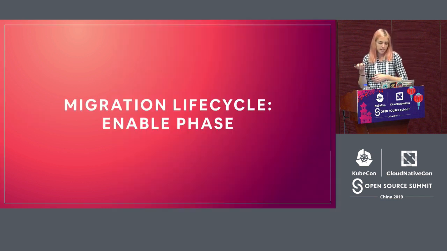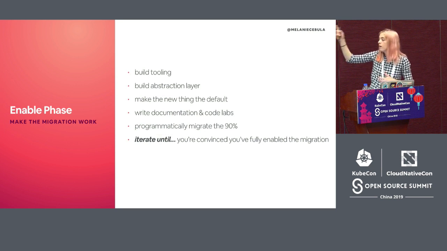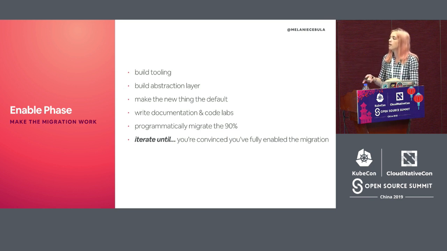So we did that. And then an enable phase is basically building that abstraction layer and writing the documentation and code labs and then programmatically migrating everything. So once you really think the migration's ready to go, you have all of this tooling. This is the phase where you really want to spend your time building good documentation and tooling and a good abstraction layer, because this is what's going to make future migrations better.